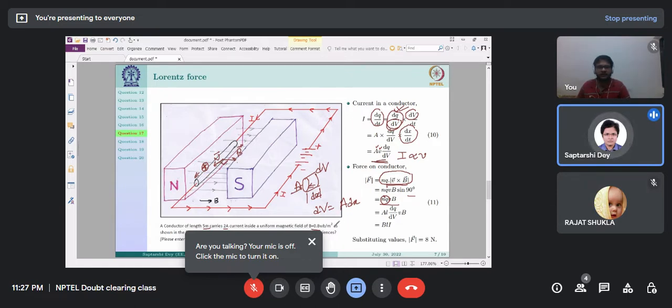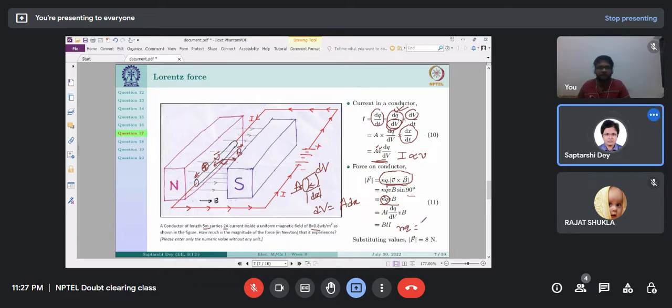So this nq we can write as the volume of this conductor, which is Al, times its charge density, dq dv. So I have substituted nq as this Al dq dv. Again we have A times dq dv times v as current from this equation.